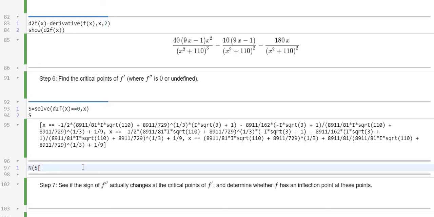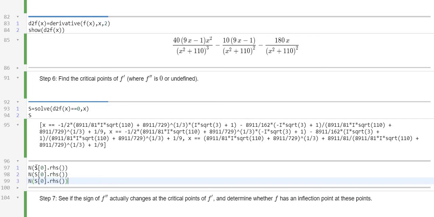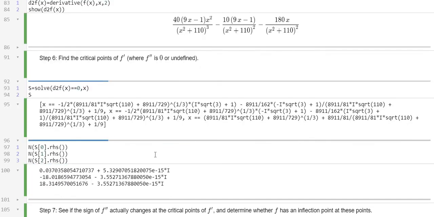So I'm going to have s bracket 0 and right-hand side, and I'm too lazy to type that over again, so I'm just going to copy and paste, and I'm going to change this. There's actually a way to sort of automate this to convert to decimal all the right-hand sides, but that's not worth it. There's only 3 of them. At first glance, these three numbers look like they are complex numbers.